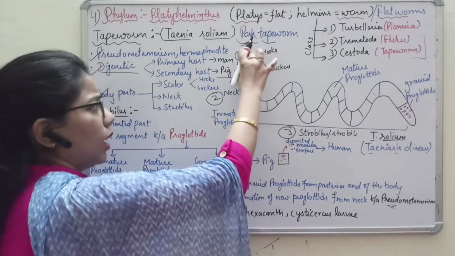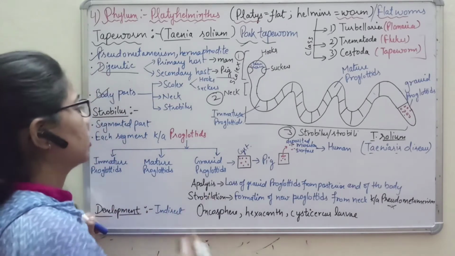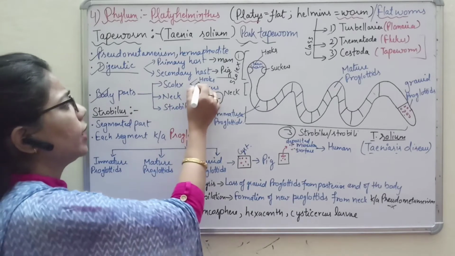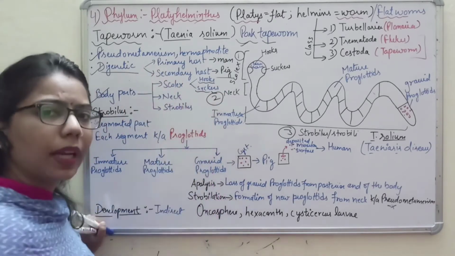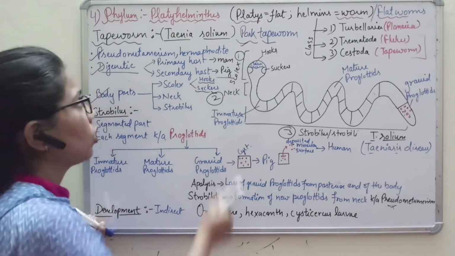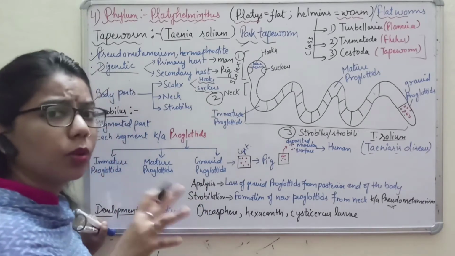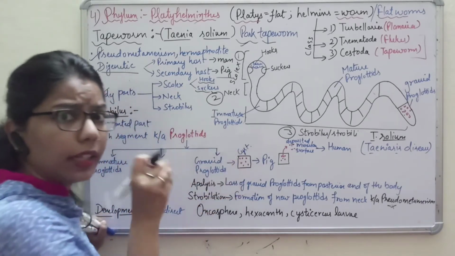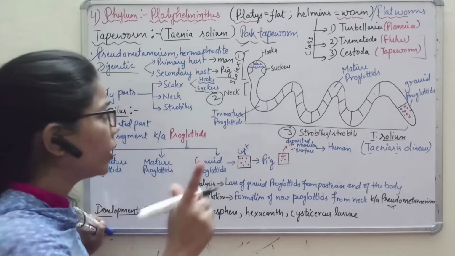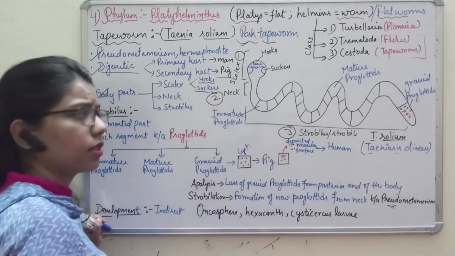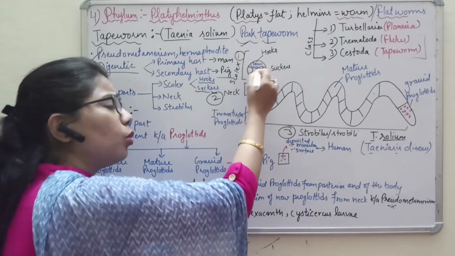Now what will you see in the scolex? In the scolex you will see hooks and suckers. This is the distinctive feature of this platyhelminthes as we have discussed. If we talk about this tapeworm, how are they taking their nutrition? They live in the intestine, so to attach themselves to the intestine they should have some specialized structures. And what are those structures? Hooks and suckers.